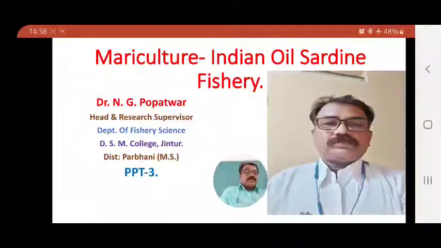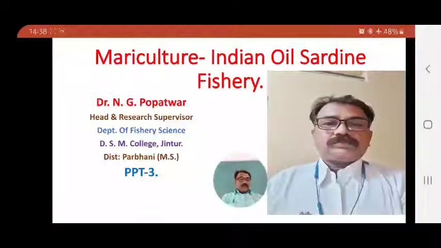Oil sardine fishery exists as a commercially important regular fishery all along the west coast of India, but on the east coast these fisheries are sporadic in nature. It is highly irregular and of no major importance, especially with reference to Maharashtra.